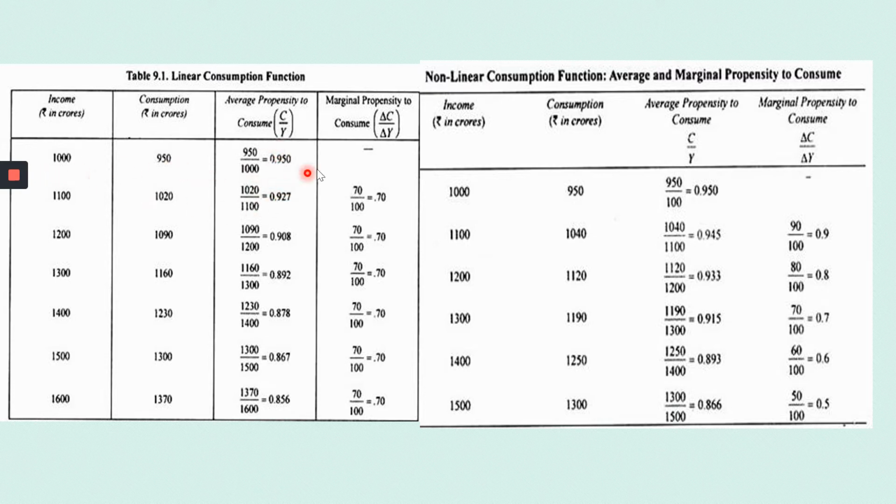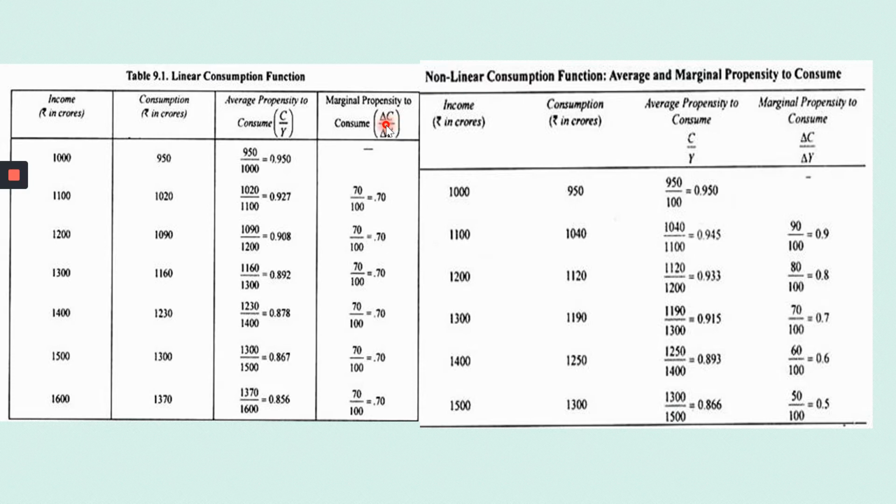Consumption by income. How do you calculate marginal propensity to consume? There is a formula for that. Delta C by delta Y. What is delta? Delta means change in consumption divided by change in income. C and Y is different. Here I say delta C.